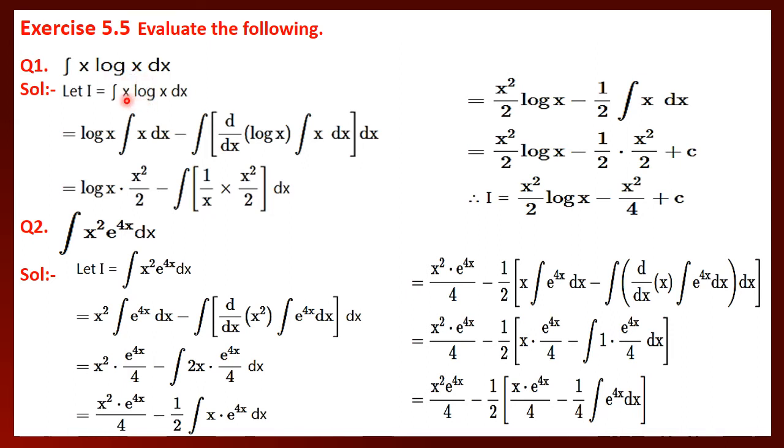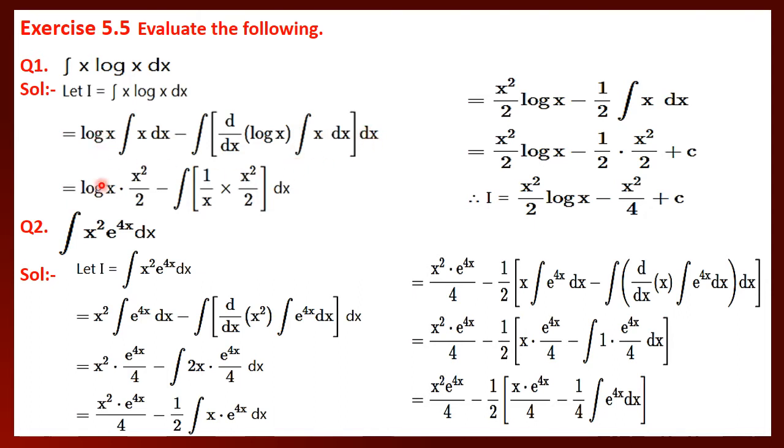So here x is the algebraic function and log x is the logarithmic function. As per the word LIATE, L comes first, meaning the logarithmic function should be taken as first. So integral log x into x dx we will integrate. So log x is u and x is v. So we use the formula u into integral of v dx, that is log x into integral of x dx, minus integral of derivative of u, meaning derivative of log x with respect to x, into integral of x dx dx.